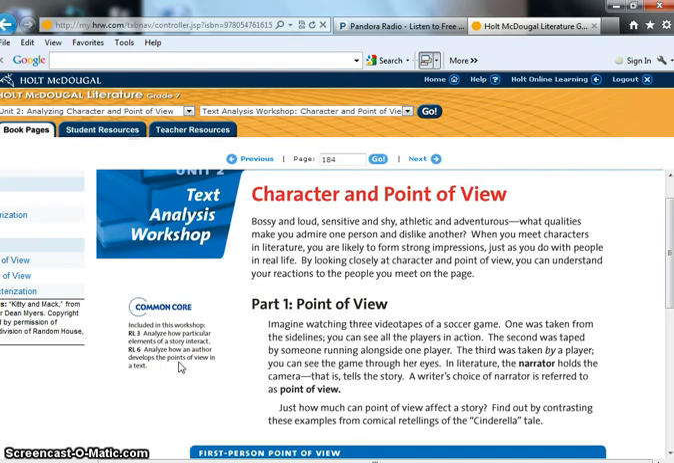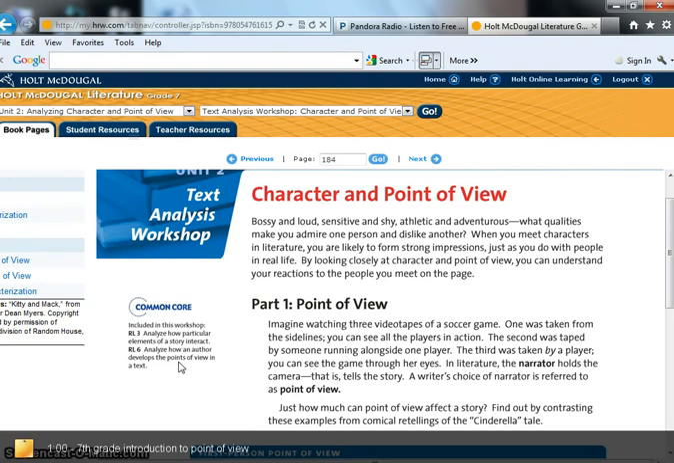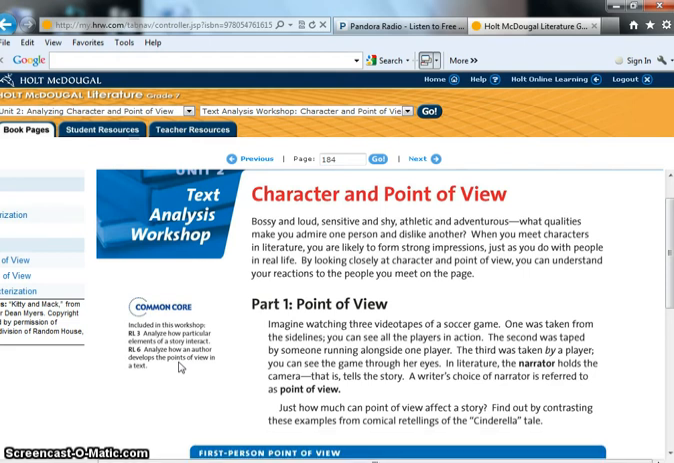Now remember, when we did our story analysis before, we were analyzing the plot, so we're breaking down the story into the parts of plot. Now we're going to be able to break down a story and examine how the story fits together and how an author develops points of view. Let's start here. Character and point of view.